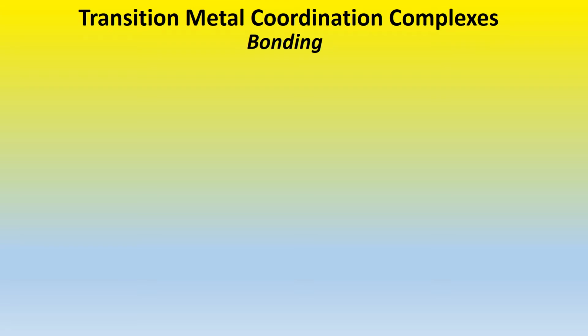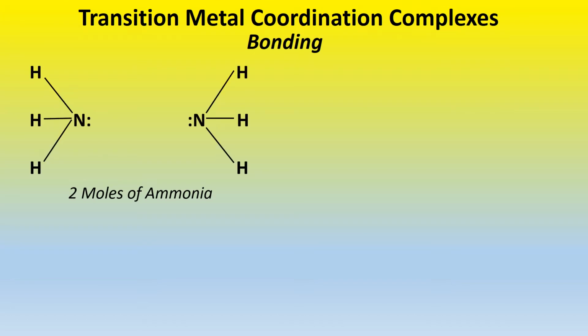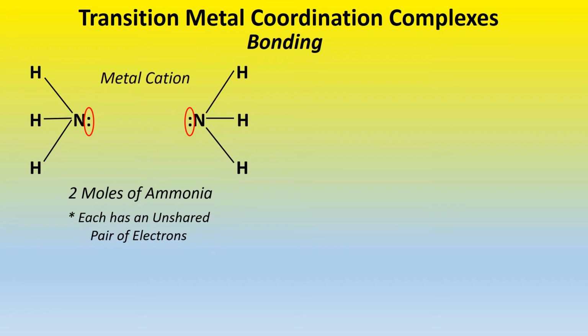If we draw out the Lewis structures, I start the same reaction with my 2 moles of ammonia, as shown here. You may note that each nitrogen in each ammonia has an unshared pair of electrons. To this, I add a metal cation, an ion with a positive charge. In this case, I add Ag+.